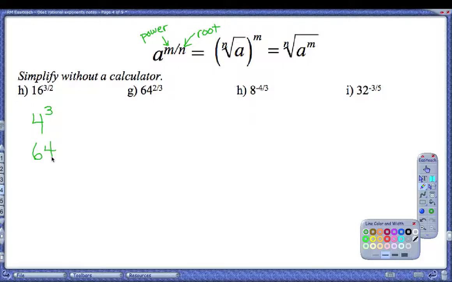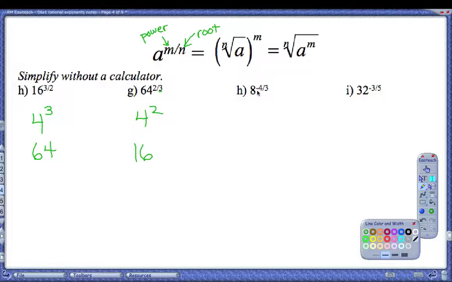Pause your video and try the next one. Okay, we start by doing the cubed root of 64. The cubed root of 64 is 4. And now we'll take care of this power, 2nd power, 4 squared, and that's 16.